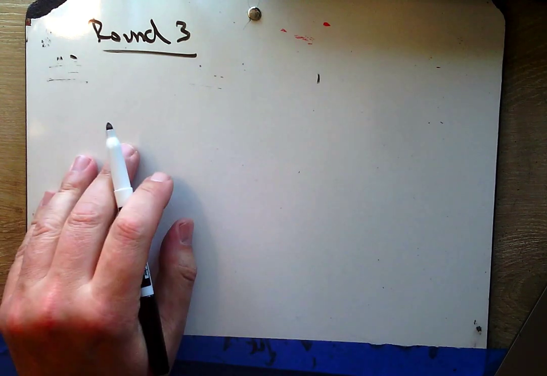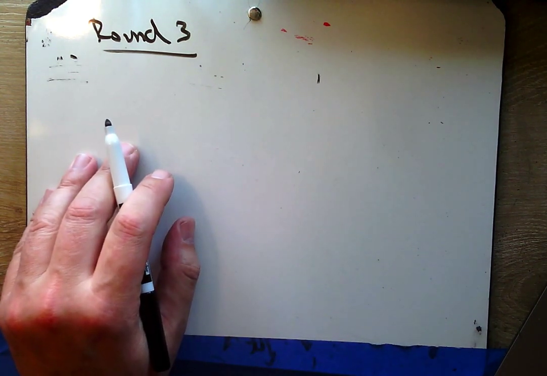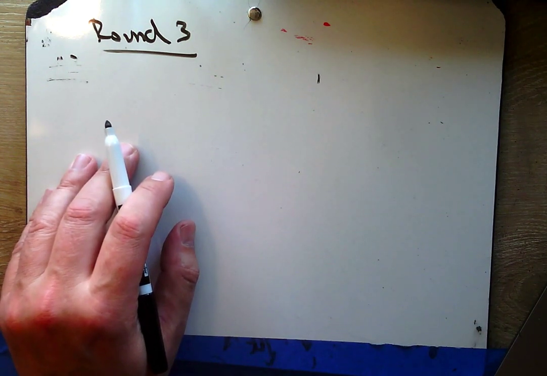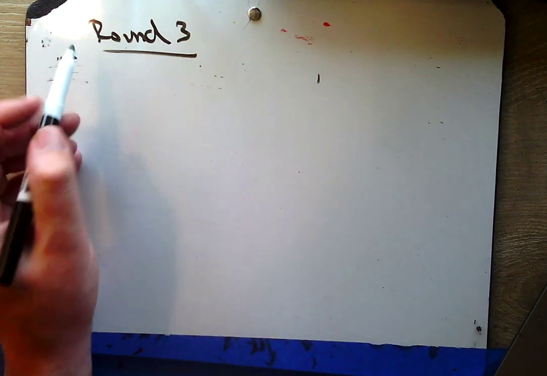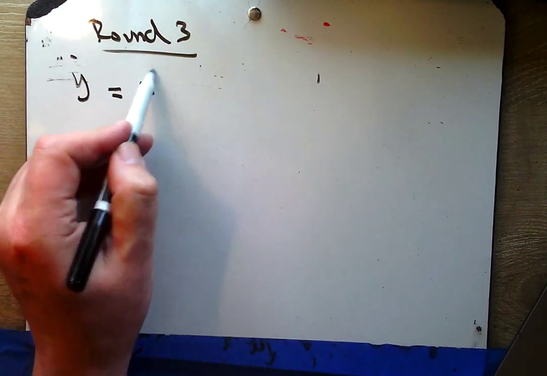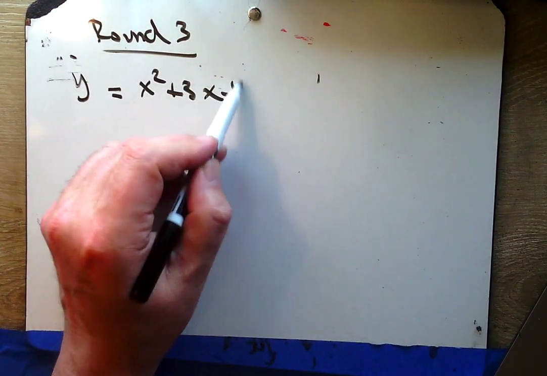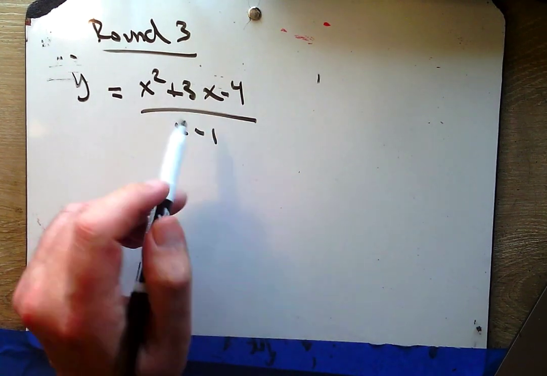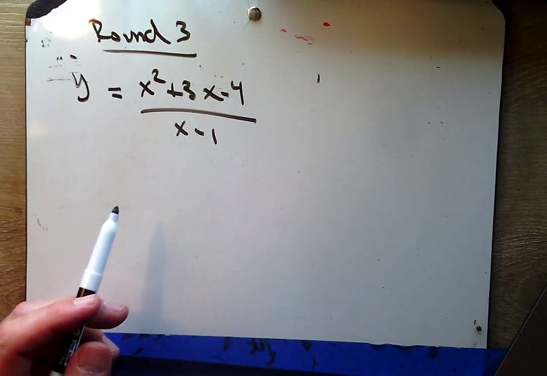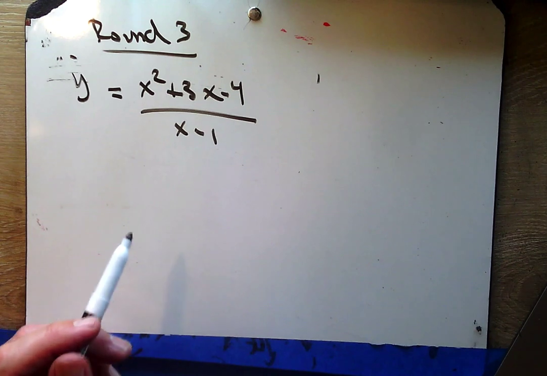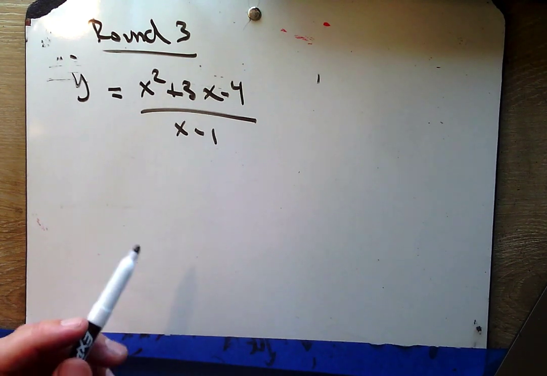All right, what are we going to do with this one? Yeah, this one. Y equals x squared plus 3x minus 4 over x minus 1. Give that one a try and come back when you're done or have questions. We'll take a look at it.